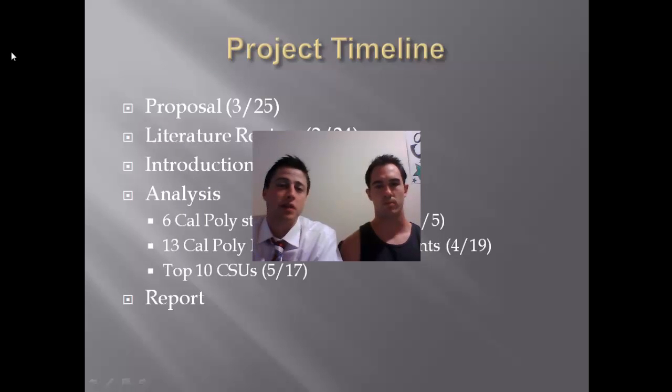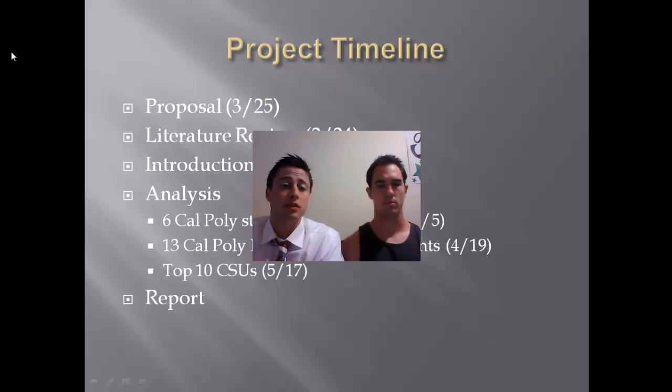So to provide a timeline as to where we move forward from here, we've already completed the proposal, literature review, and the introduction for our project. So we have a nice background on what it is we are doing and what tools we are using. Moving forward into Senior Project 2, we'll move forward with the analysis. We'll start small with just analyzing the 6 Cal Poly student organizations. We'll take 6 clubs. We'll start on a small scope to use data envelopment analysis.